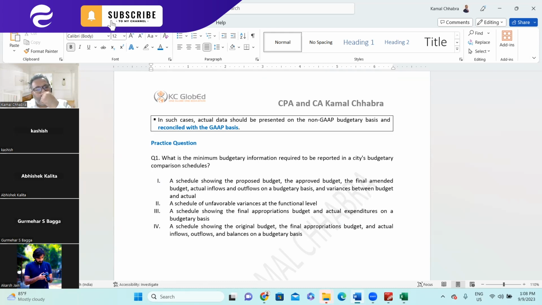Second is a schedule of unfavorable variance at a functional level. Third, a schedule showing the final appropriation budget and actual expenditure on the budget basis. Fourth, a schedule showing original budget, final appropriated budget, actual inflow, outflow, and the balance on the budgetary basis. Which one is the correct? A. Why A?